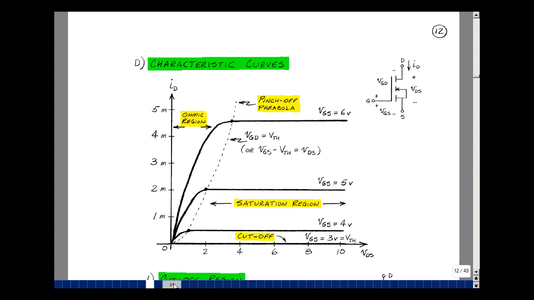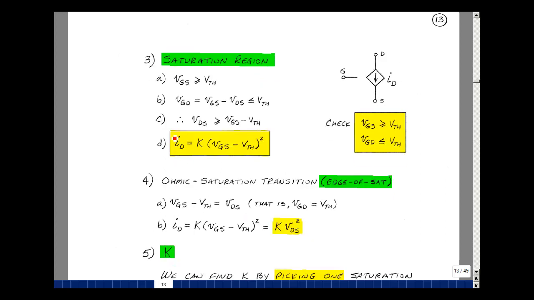Let's go back to page 13. The drain current was found experimentally to be the following expression for N-channel MOSFETs.